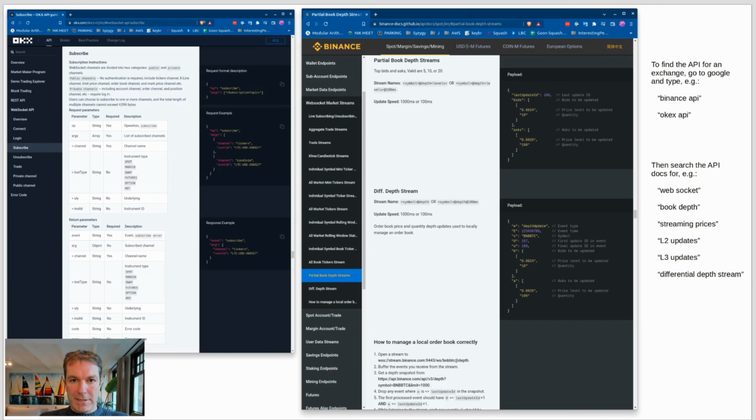To find the API for a particular exchange, the easiest is probably to go to Google and type the exchange name followed by API, and then it'll probably take you to a set of pages that shows all the kind of functions that are available in that API. Here you can see the OKX API and the Binance API. Every exchange pretty much has the same set of documentation. You get the sense that they sort of copied each other. Once one had stumbled onto a good idea, everyone just blindly copied it. Once you're on the API page of the exchange, to find the market data streaming services, look for words like WebSocket, book depth, streaming prices.